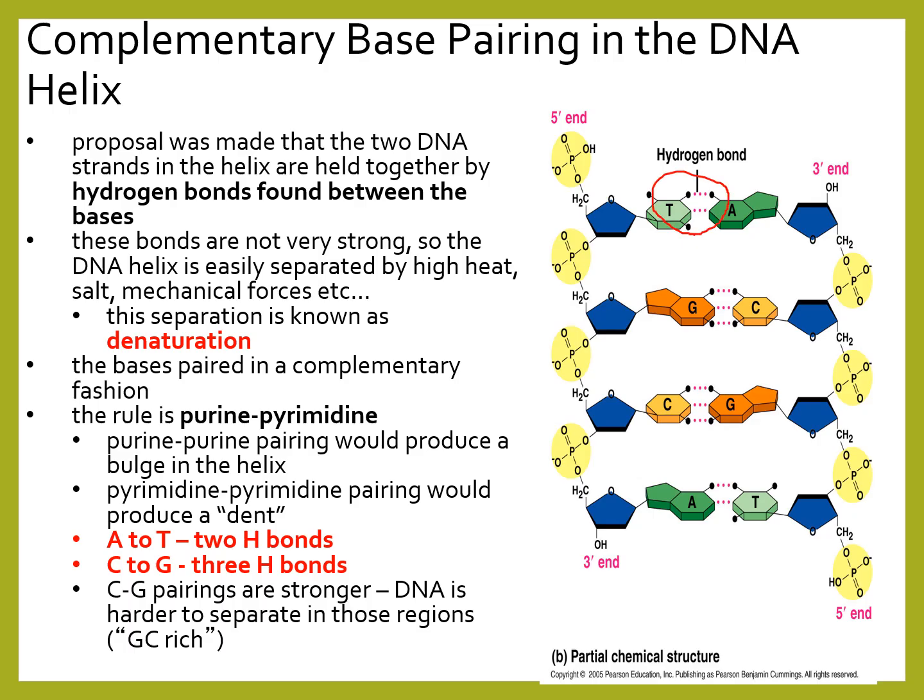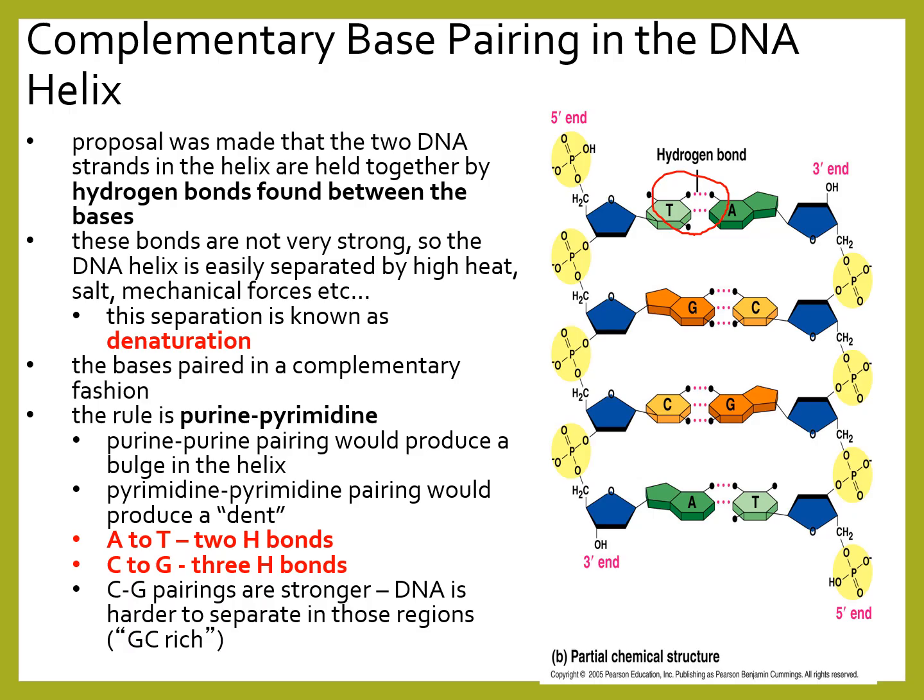Now these bonds, hydrogen bonds, are not very strong. So the DNA helix can be easily separated by extreme conditions like high heat, or extremes in salt concentration, extremes in pH, and even mechanical forces. The loss of the natural state of a molecule is called denaturing. So separating the DNA helix into two separate DNA strands is called denaturation.